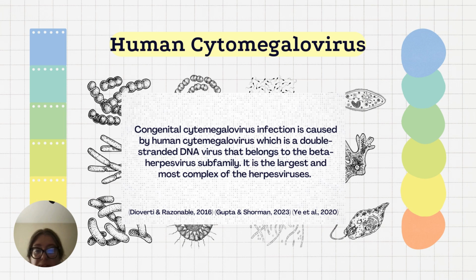Congenital cytomegalovirus infection is caused by the human cytomegalovirus, which is a double-stranded DNA virus that belongs to the beta herpes virus subfamily. It is the largest and most complex of the herpes viruses.